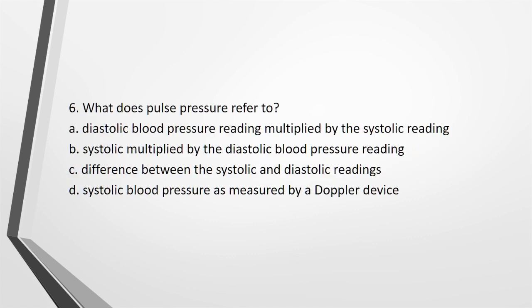6. What does pulse pressure refer to? A. Diastolic blood pressure reading multiplied by the systolic reading. B. Systolic multiplied by the diastolic blood pressure reading. C. Difference between the systolic and diastolic readings. D. Systolic blood pressure as measured by a Doppler device.